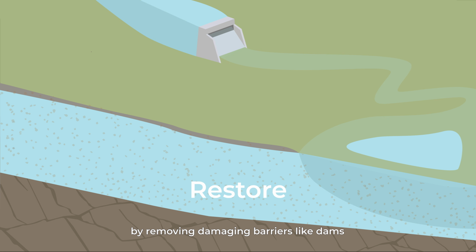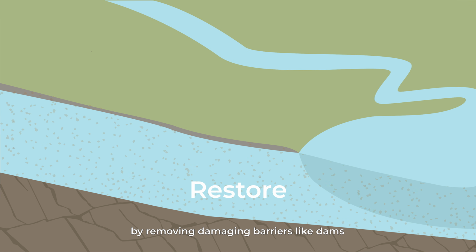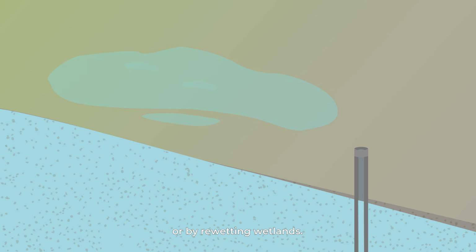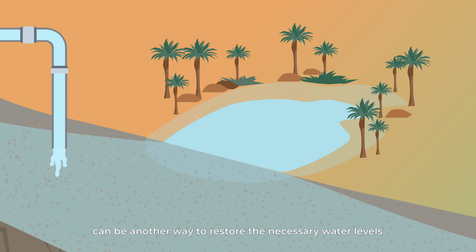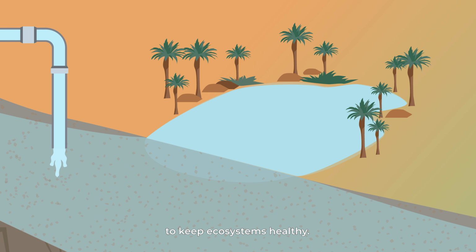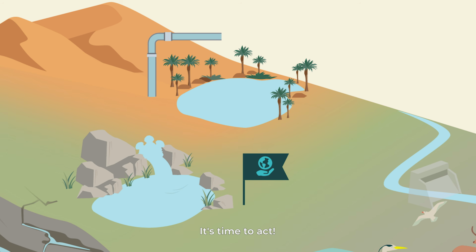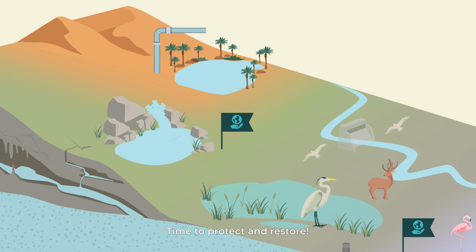And restore, by removing damaging barriers like dams, or by re-wetting the wetlands. Managed aquifer recharge can be another way to restore the necessary water levels to keep the ecosystems healthy. It's time to act, time to protect and restore.